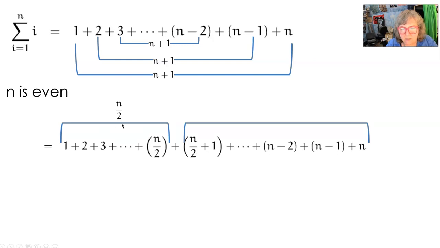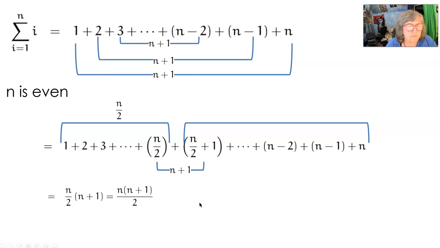Notice that this half and that half both have n over 2 terms. And I know that when I pair them off, each pair is n plus 1. So this is n plus 1, the next one's n plus 1, all the way out. So I have n over 2 pairings of n plus 1. So the sum is n over 2 times n plus 1, which is equal to n times n plus 1 over 2. Cool, we have a formula.